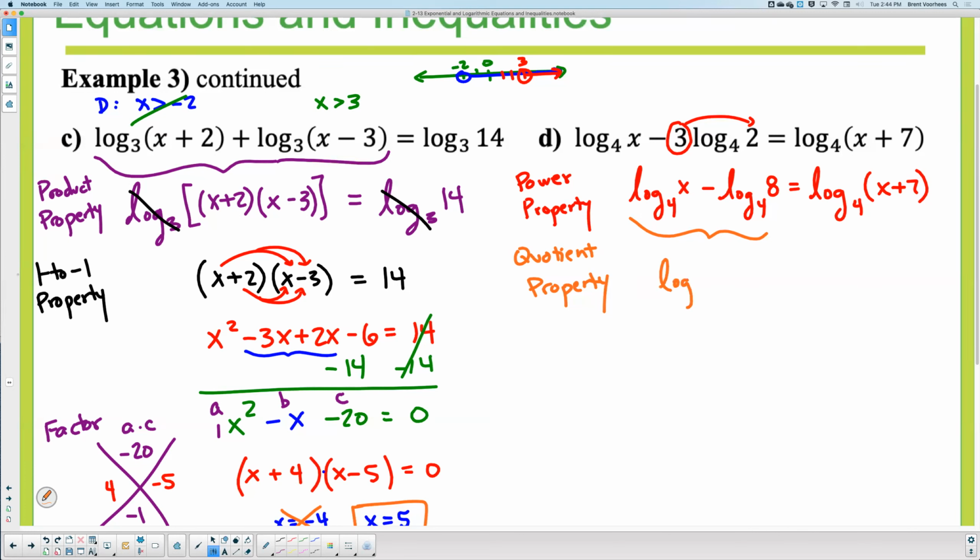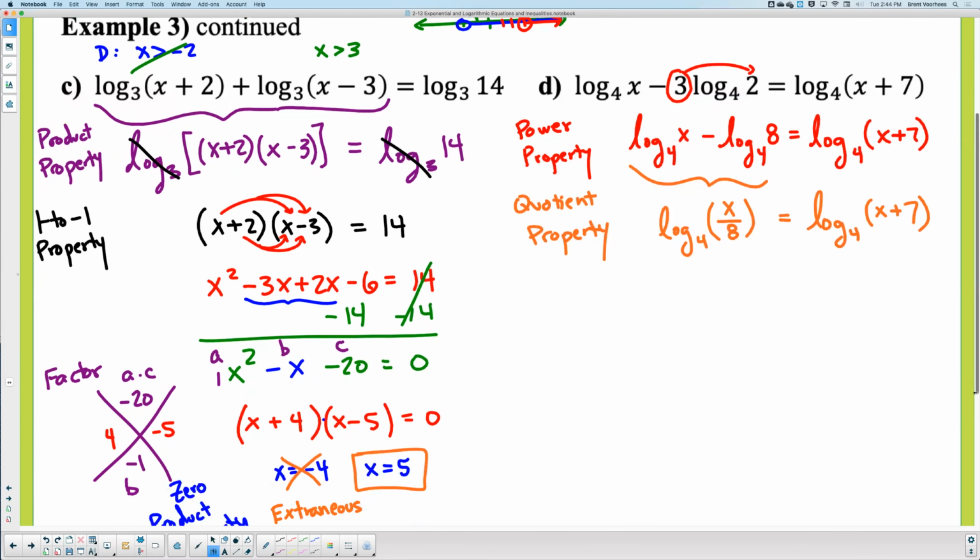There we go. Log base 4 of, what's the way we normally, oh wait, that's division. I'm sorry, I almost did it again. It's division. So what goes to the numerator? X, because it originates from a positive log. The 8 coming from a negative log goes to the denominator. And that will equal log base 4 of x plus 7.